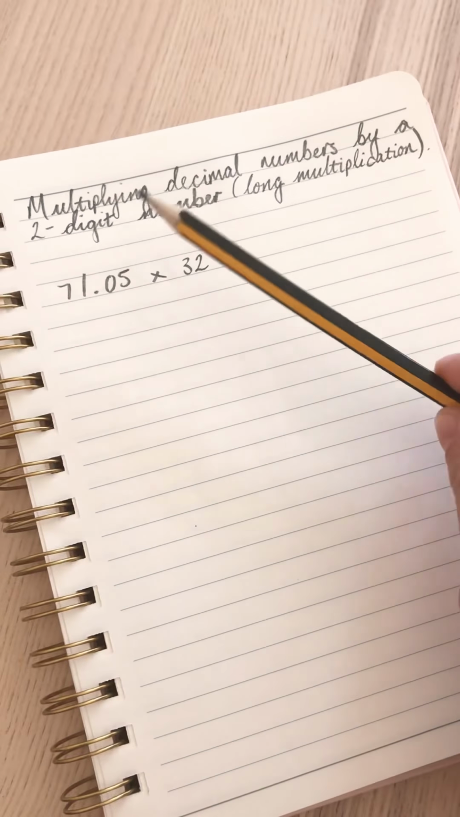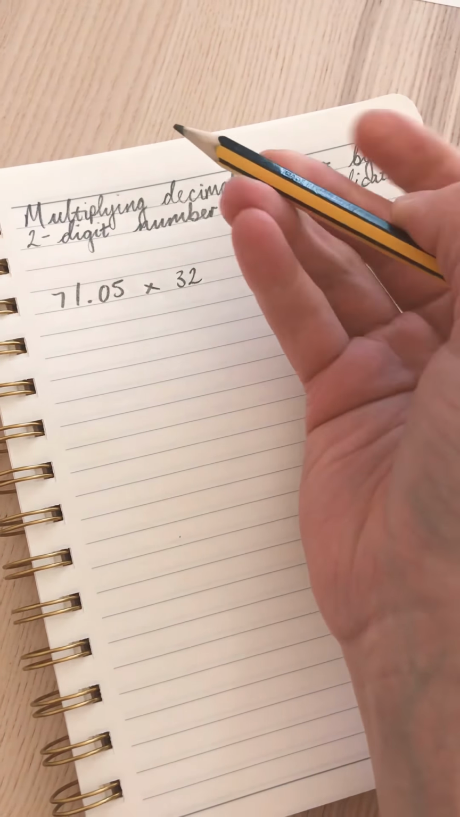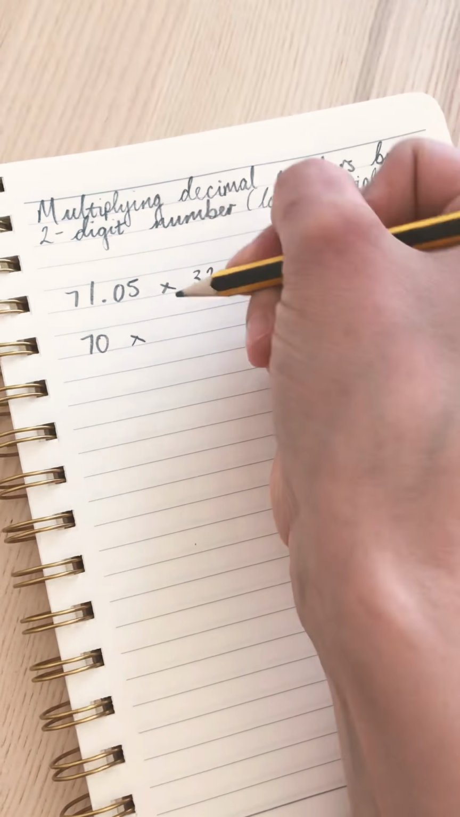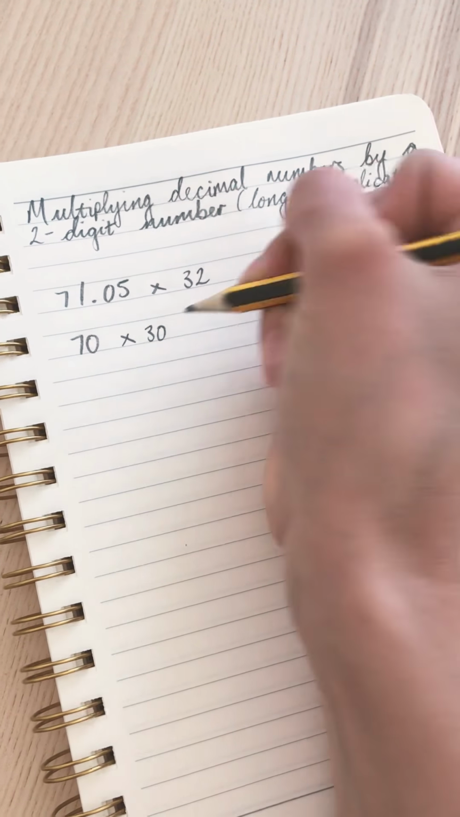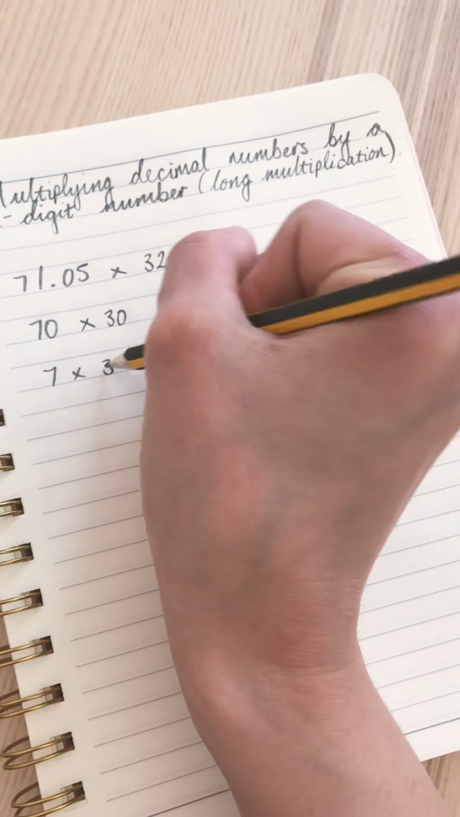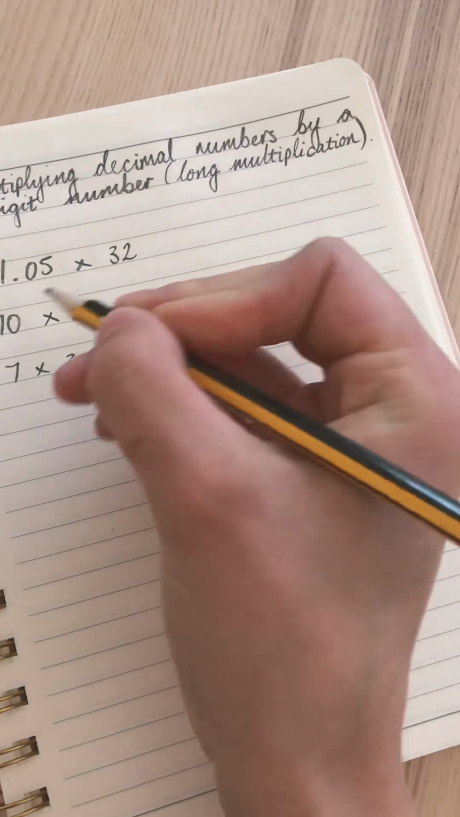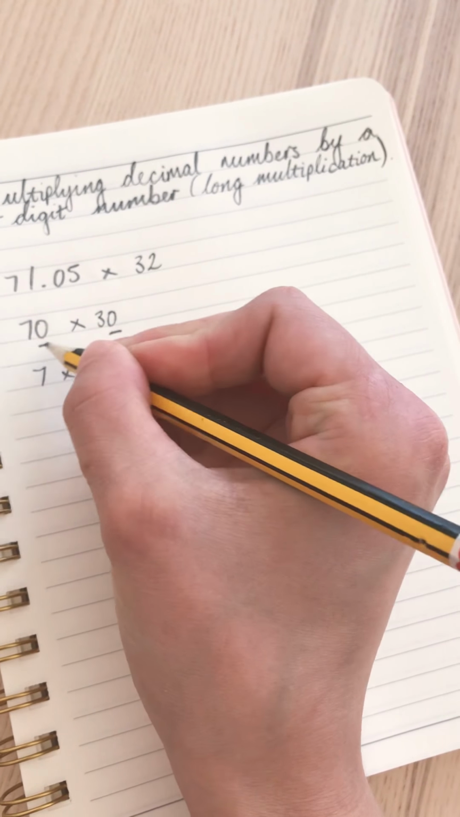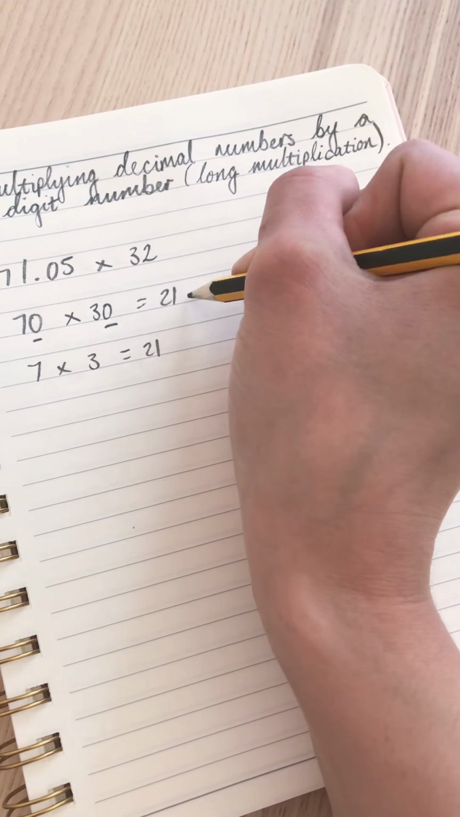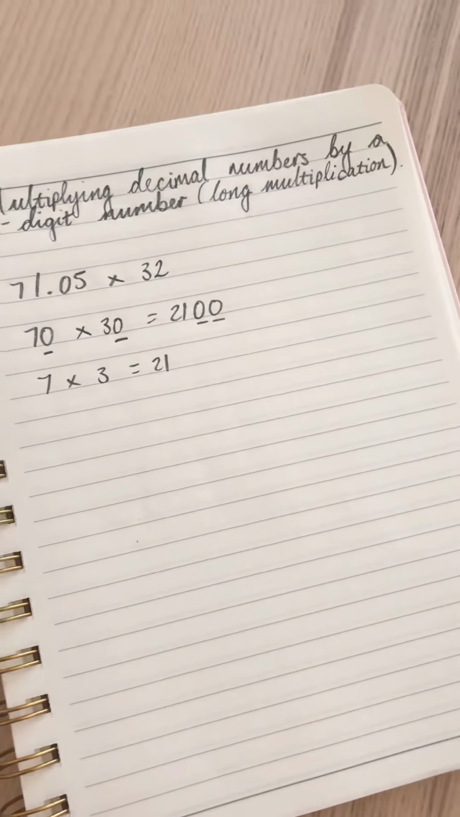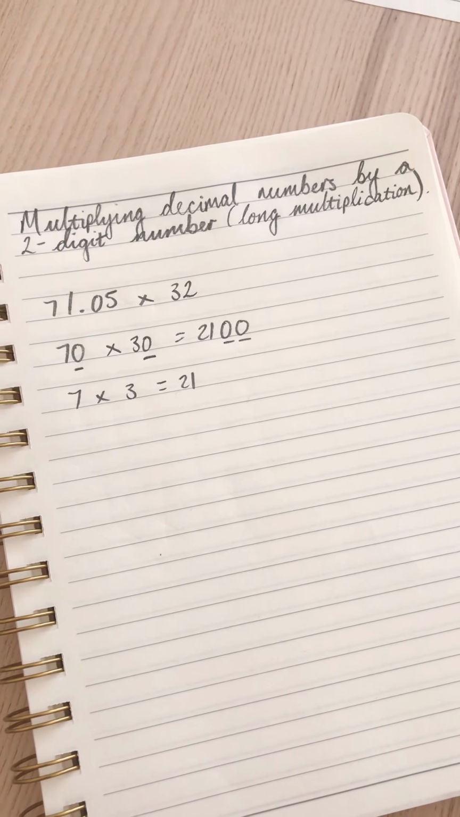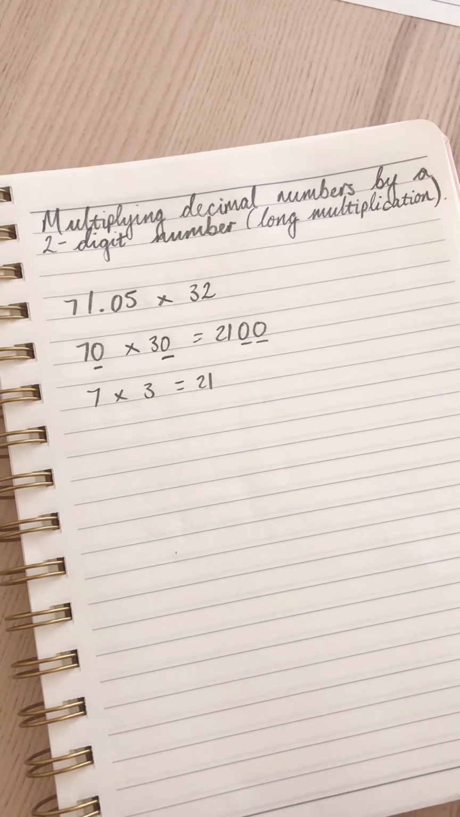So let's round 71.05 to a nice round number, 70. And 32, we'll round down to the nearest 10, so 30. 70 times 30, well, an easy way to do that is 7 times 3 is 21. And then we have two zeros here because these are both numbers in the tens. So we know that we need to add two zeros onto the end of our answer as well. So our answer will be roughly 2,100. That's something to bear in mind for when we do our calculation.